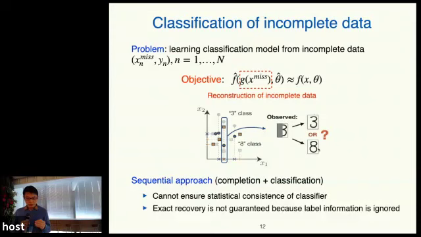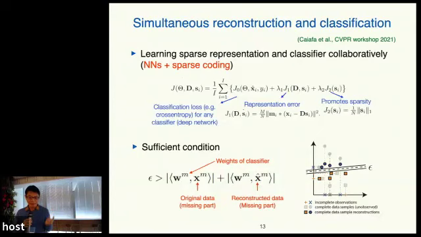So to solve this problem, we propose a one-step training procedure to combine the completion part and the classification part. We formulate a loss function, where the first term is for completion and the second is for classification. Since in the completion part we also need to consider the label information, we can use label information to guide our completion. Such a framework gives us better results. And we also give a sufficient condition which can guarantee the classifier is exactly the same as the original classifier if such a condition is satisfied.